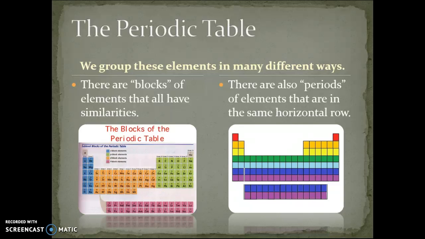However, another way that we could talk about them is also the periods that are on the periodic table. In other words, it's the rows that go across the periodic table. There are some similarities between the elements in each row, although not nearly as much as there are in the blocks.